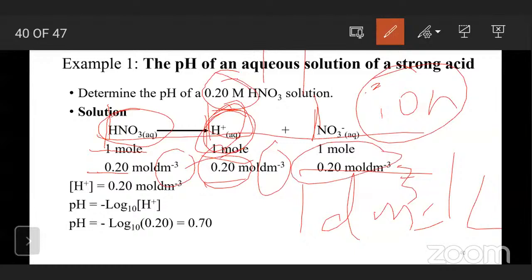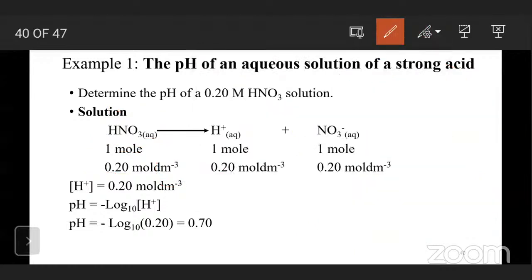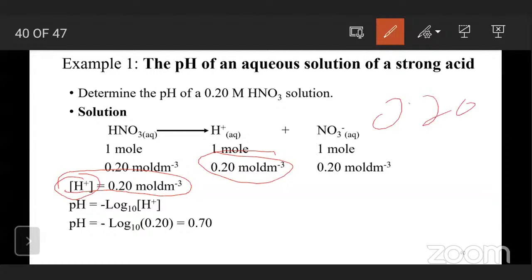But we don't need this. What we need is the hydrogen ion concentration, and that we already have from this expression. So the hydrogen ion concentration is equal to 0.20 molar, that is mole per dm cubed. If you put this value, 0.20, into the equation pH equals minus log to base 10 of hydrogen ion concentration, and you press your calculator very properly, you will get this answer, 0.70. And that will be your pH.